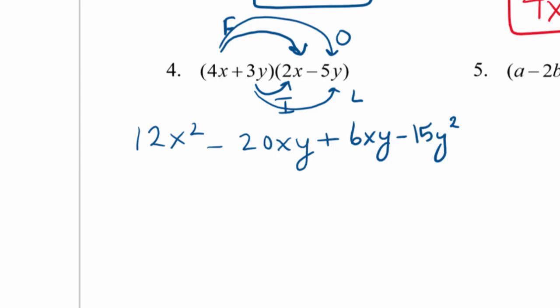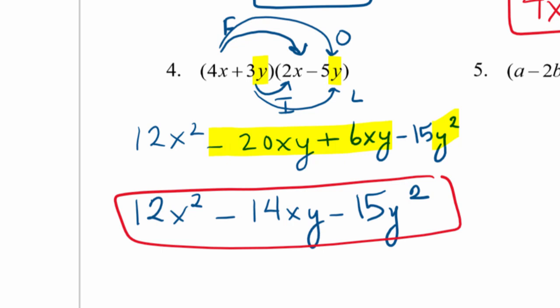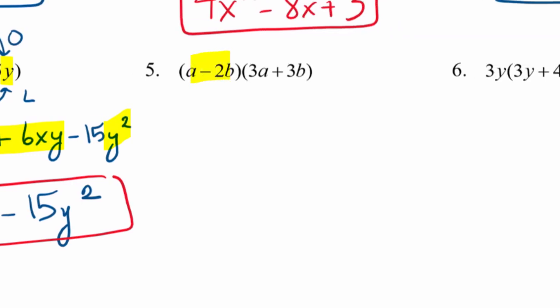Be careful to recognize that you have a y times a y, which is a y squared, because sometimes my students forget that. All right, so now we do have some like terms in this product, don't we? In this answer, these two middle terms are alike. So let's go ahead and combine those. So 12x squared comes down, and here we have a negative 14xy. Notice I'm just dealing with the coefficients. When I combine like terms, I'm not dealing with the variables, the x and the y, right? And so here we have our answer for number 4. Okay, number 5, same idea.